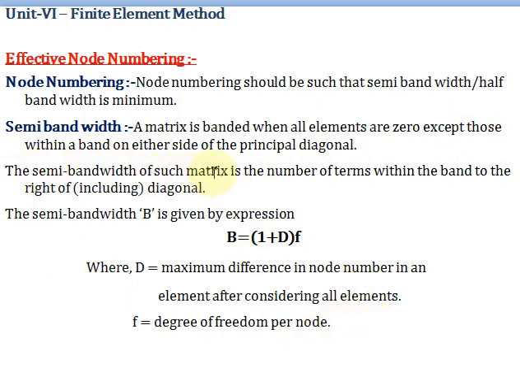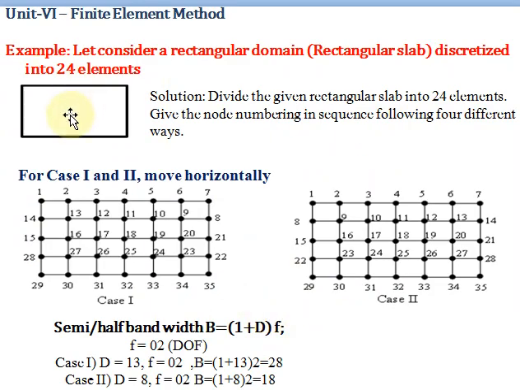The semi bandwidth of such a matrix is the number of terms within the band to the right of the diagonal. The semi bandwidth is given by the expression b equal to 1 plus D into f, where D is the maximum difference in the node number in an element after considering all elements, and f is the degree of freedom per node. We will see one example.